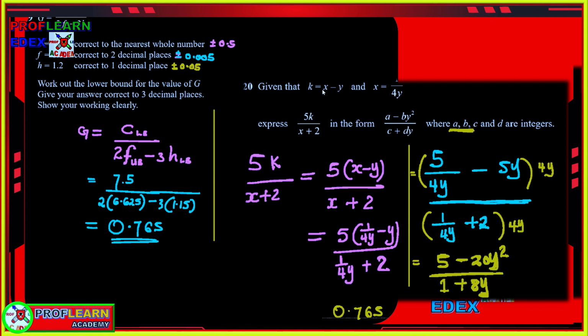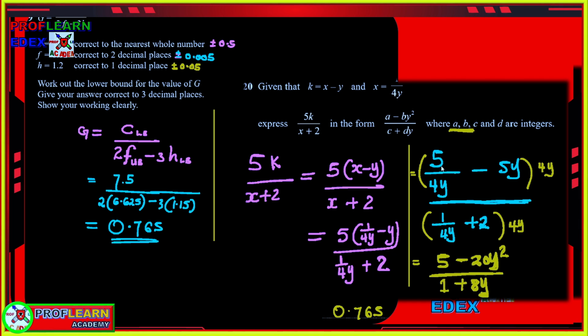Given that k is equal to x minus y and x is equal to 1 over 4y, express 5k over x plus 2 in the form shown. So the first thing that we need to identify is that this is 5k, but k can be replaced by x minus y, over x plus 2. But since the equation that we're finding is in terms of y, anywhere we have x, we're going to replace it with 1 over 4y. So that's exactly what I did.